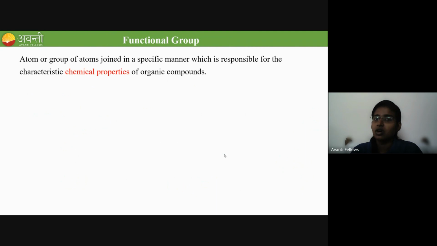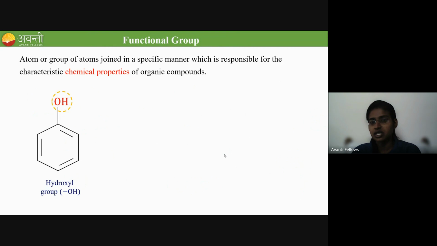So what is a functional group? An atom or group of atoms joined in a specific manner which is responsible for the characteristic chemical properties of an organic compound. Simply to say, the reactive part of the molecule is called the functional group. For example, here I have OH. The OH is called the hydroxyl group and that is the functional group of this compound. The chemical reaction will occur at the OH part only, so the reactive part of the entire molecule is called a functional group.